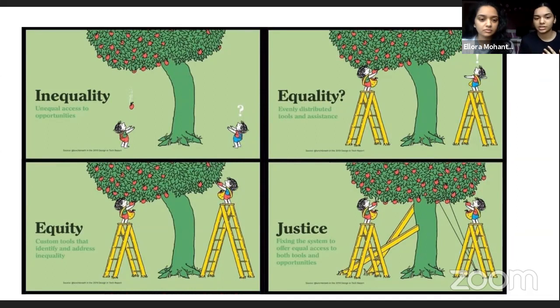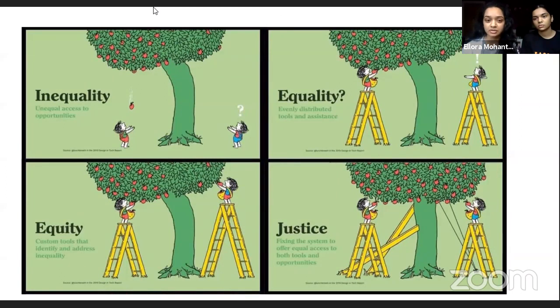And the last one, justice, fixing the system to offer equal access to both tools and opportunities. Both people have the same amount of access to the apples and receive the same amount. So they're equal. An important note here is that the difference between equity and justice is that it's a change in the system and not a change in the tools. So what we should be striving for is justice, which is a change in the system that allows everyone to access the same opportunities with the same tools.